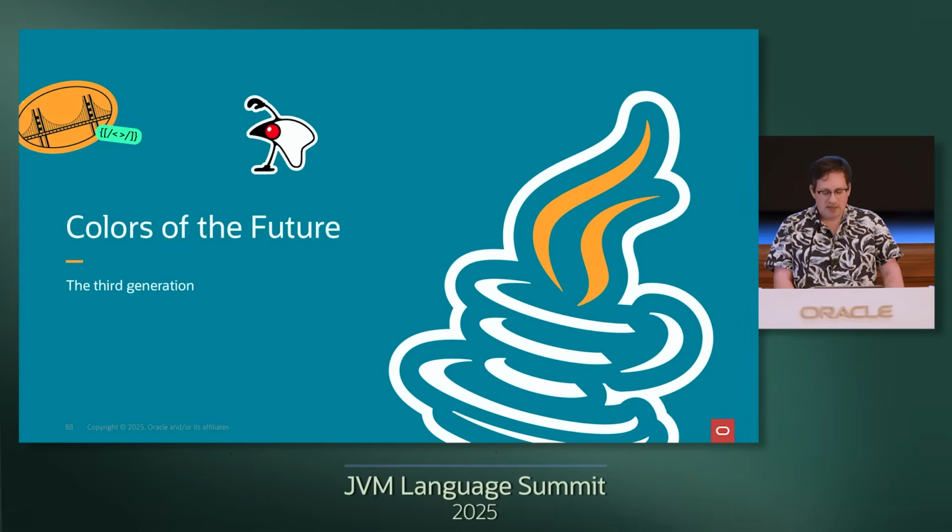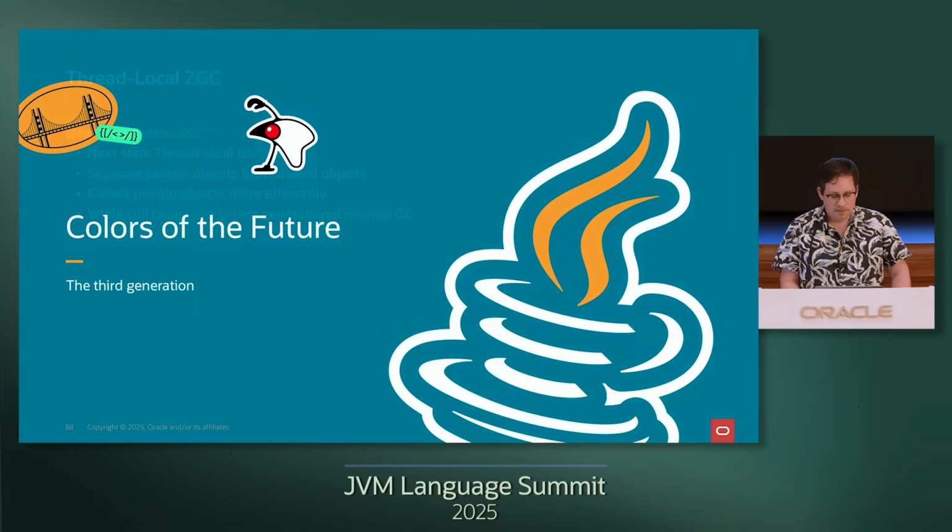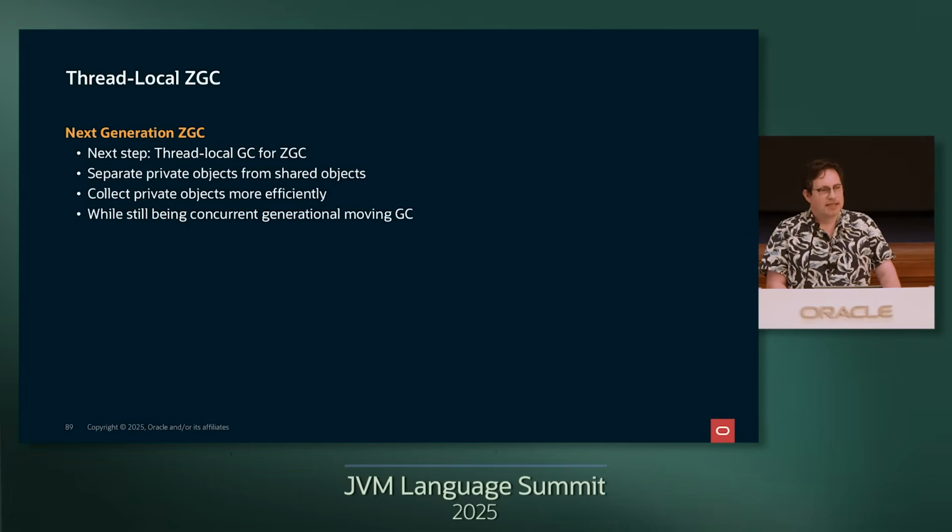So that's where we are at today, but let's talk also a little bit about the future. One of the exciting things we are looking towards in the future is separating private versus shared objects, so we can more efficiently collect private objects, thread local GC. But we still want the ability to fall back, of course, on the generational GC we have today, if that optimization doesn't pay off.